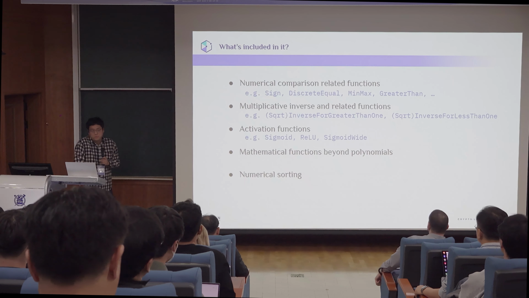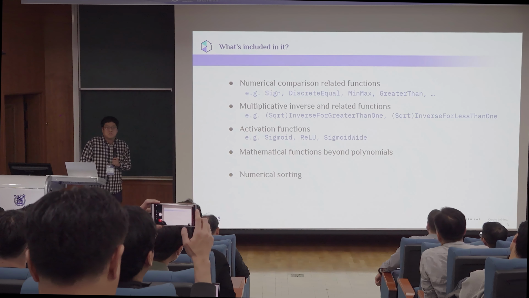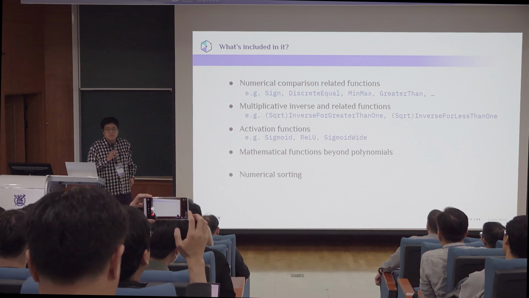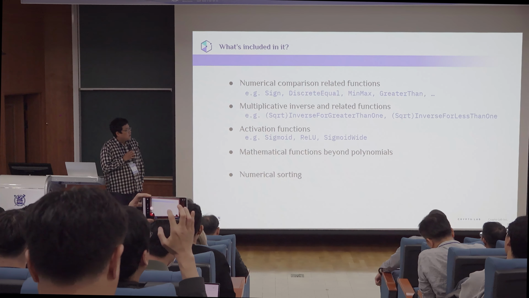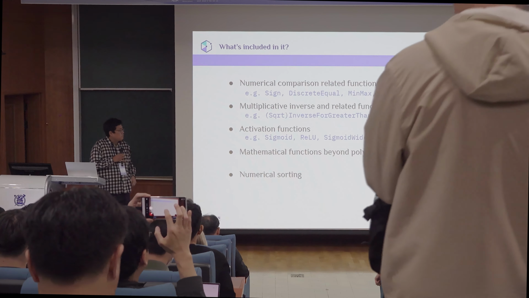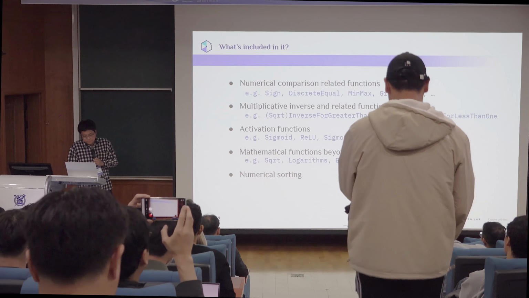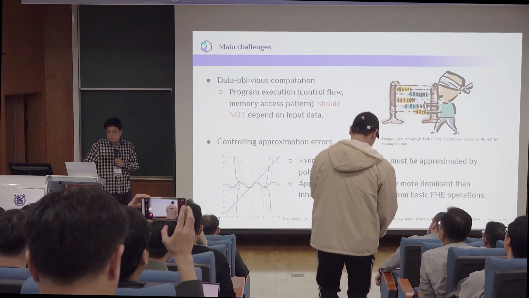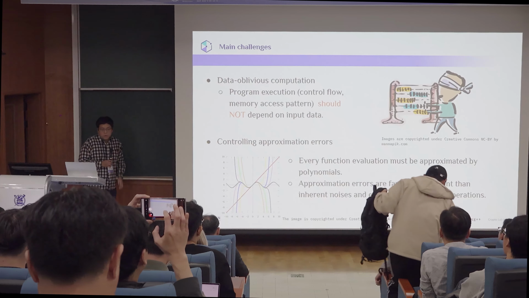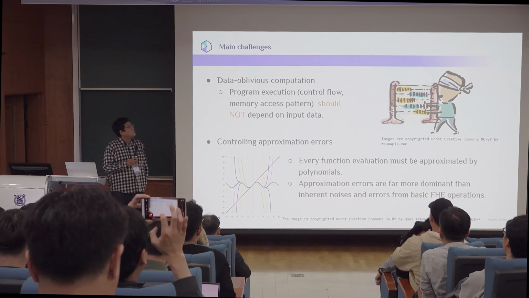We also have activation functions. These are mainly for our CNN deep learning applications, such as sigmoid, ReLU, and some mathematical functions, and numerical sorting. Okay, so here are our main challenges.